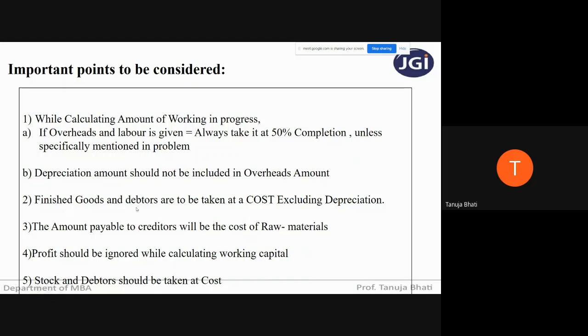Finished goods and debtors are to be taken at cost and not at selling price, and cost should exclude depreciation. And what is the amount payable to creditors? It will be the same amount as the cost of raw material. Profit should be completely ignored while calculating working capital, and stock and debtors should be taken at cost.